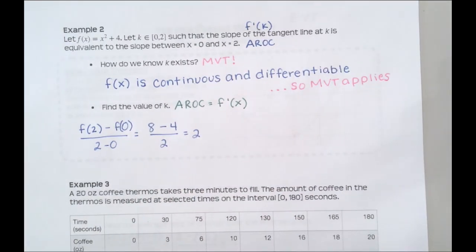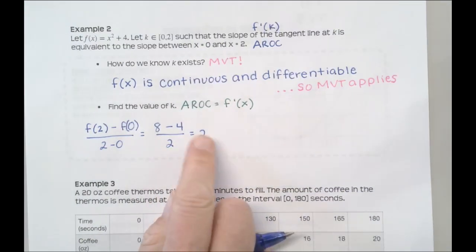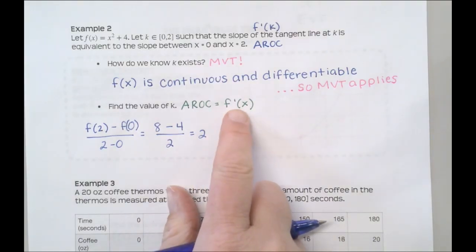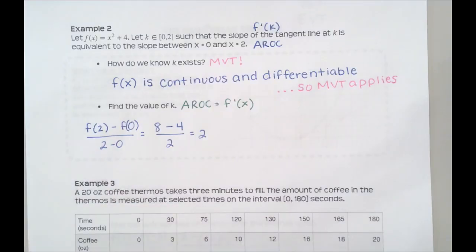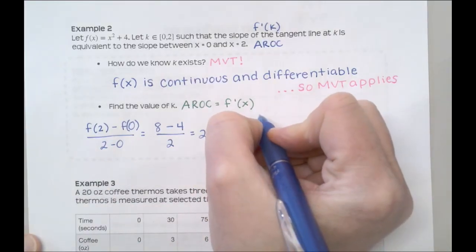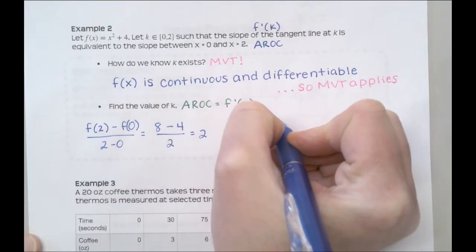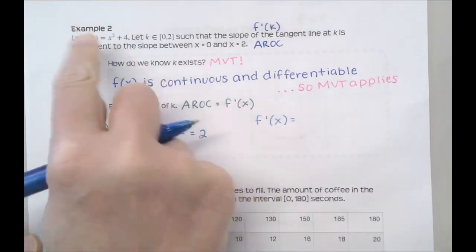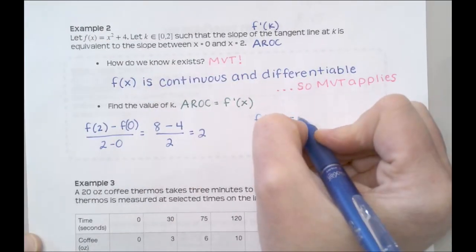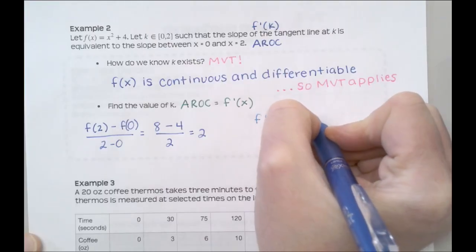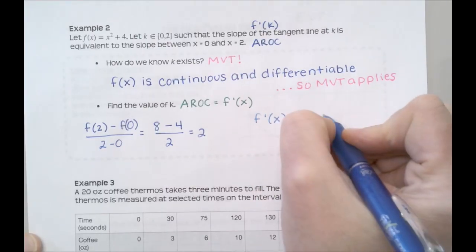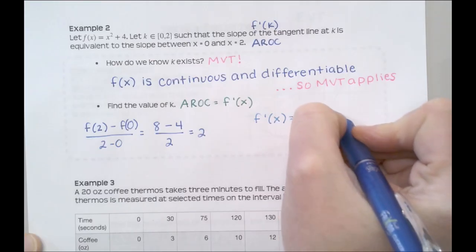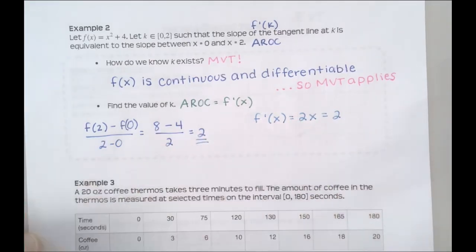The mistake I see a lot is people stopping right there and saying that that's their answer, right? That's your average rate of change. We want to know when is the derivative equal to that average rate of change. So we now want to find our derivative, which actually is a really easy derivative, right? Derivative of x squared plus 4 is just 2x. And I want to know when does that 2x equal this 2, right?